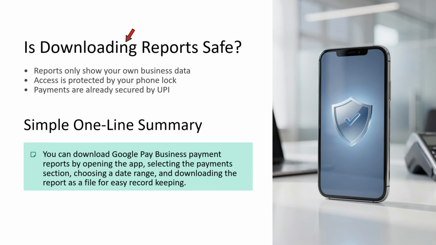Is downloading reports safe? Reports only show your own business data. Access is protected by your phone lock. Payments are already secured by UPI. The summary is you can download Google Pay Business Payment Reports by opening the app, selecting the payment section, choosing the date range, and downloading the report as file for easy record keeping.